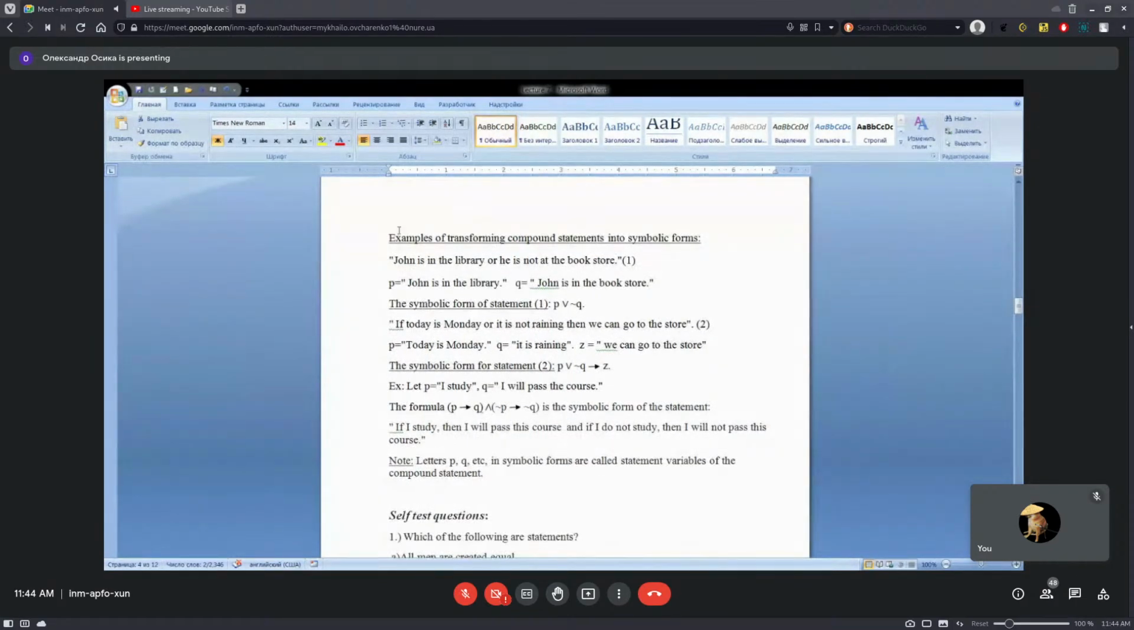Here are some examples of transforming compound statements into symbolic forms. John is in the library, or he is not at the bookstore. So let P represent John is in the library. Q denotes John is in the bookstore. The symbolic form of this statement is P or not Q, because Q is a positive, affirmative statement, and here we have a negative statement. So we convert this affirmative into negative.